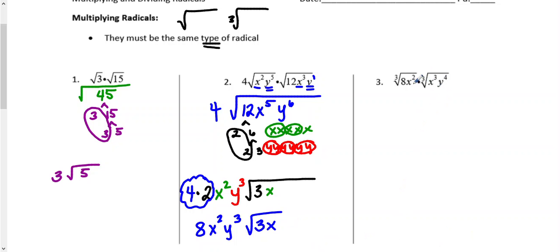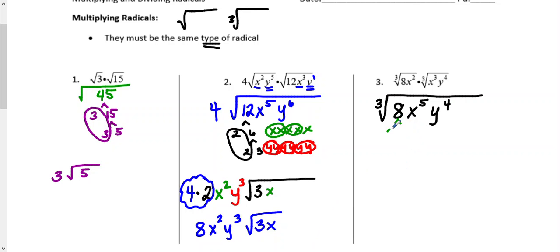Okay, so now let's look at example 3. Cube root, cube root. All right, so I'm going to make 1. So cube root, I like my number to come first. So 8, x squared times x to the third is x to the fifth, and then we just have y to the fourth.